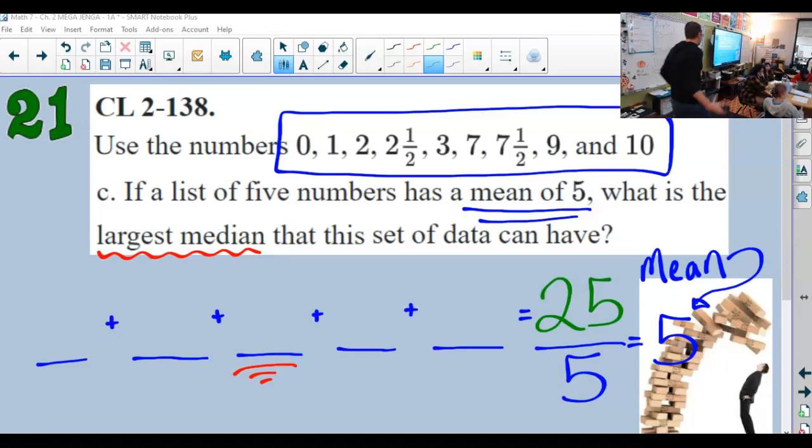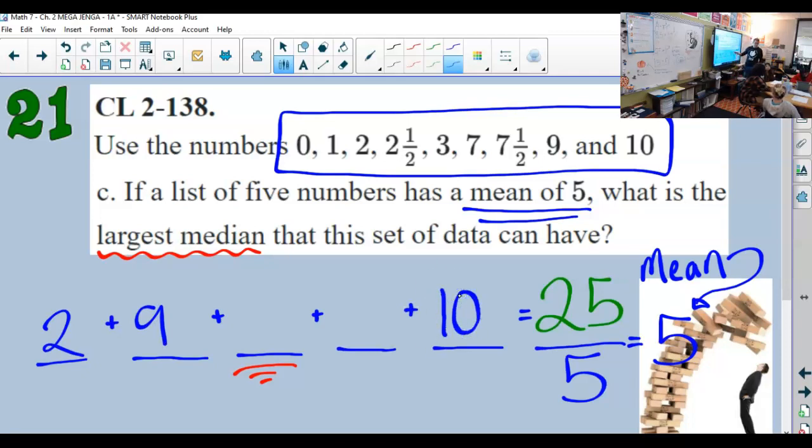So what other numbers would be in the set then? You can't just give me the middle number. 2, 9. So 2, huh? Well, then 10 has to be over here, because for median, your data has to be in order. So it'd actually be 1, 2, 3. If you do that, it's definitely not the highest we can get, because you've got to put the numbers in order.